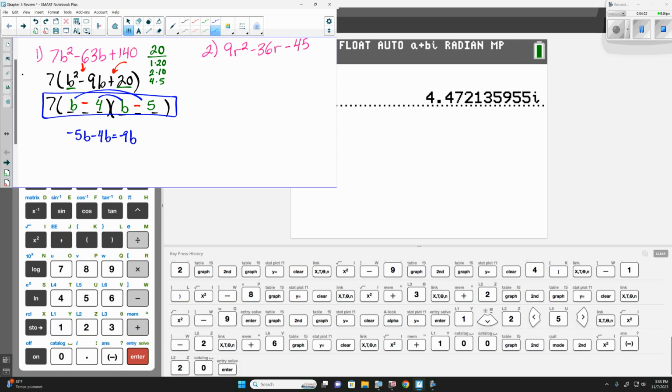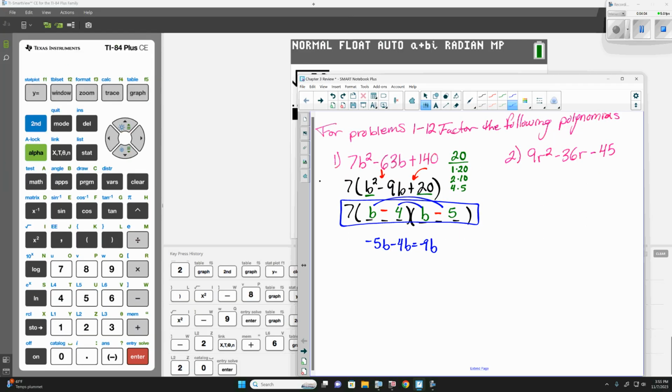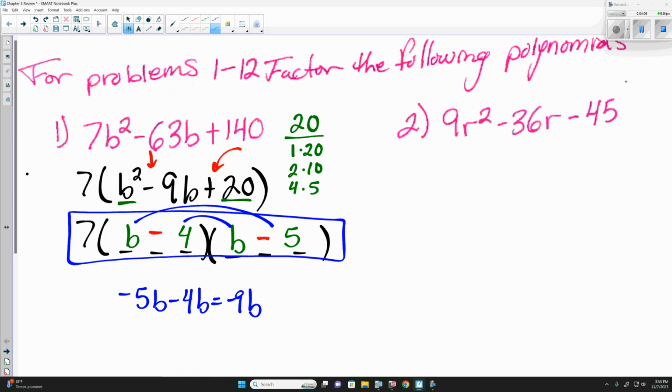If you check the middle term and get something other than negative 9b, change some of the factors and try again. So keep trying until you get the correct factors. Let's look at number 2.